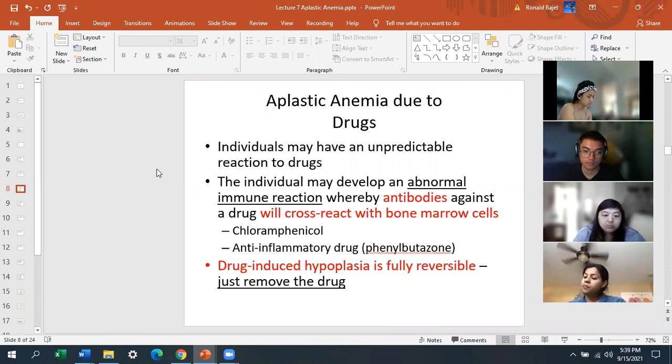And what happens is that these antibodies will cross-react with the bone marrow cells and tell it to shut down. Okay, that's what happens. So drug-induced hypoplasia. The bone marrow now becomes hypoplastic, but it's reversible. The way you reverse this type of aplastic anemia is just to remove the drug, take away the chloramphenicol or take away the phenylbutazone, and then you'll stop the antibody development. So it's fully reversible. That's a good sign.